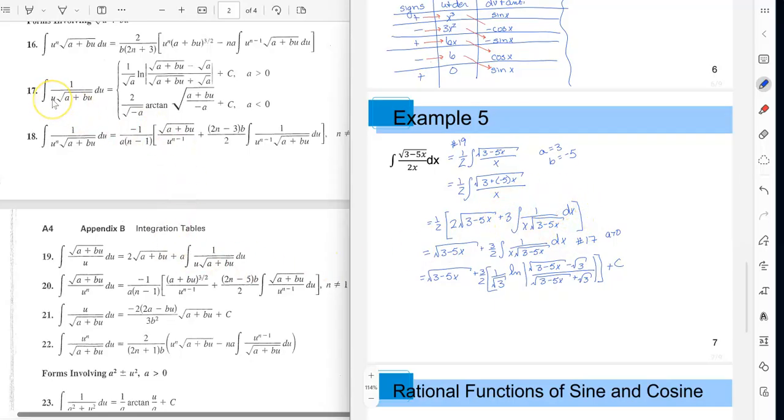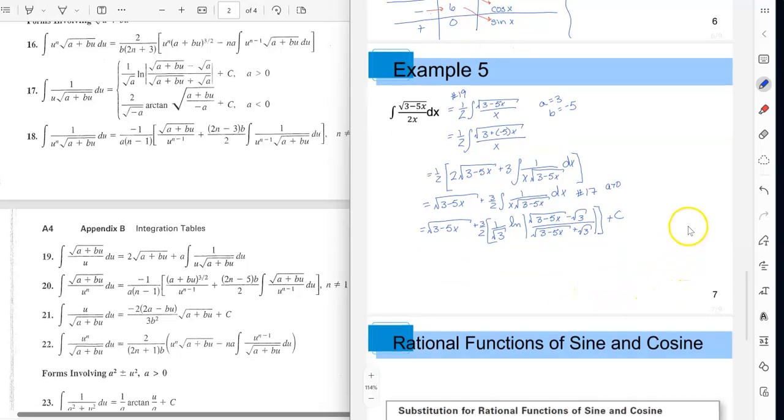Well, to me, it looks like we could use number 17, but notice in this case, our a is going to be positive because our a is actually 3. So we're going to use that top piece there. That square root of 3 minus 5x came from that previous formula, but we're going to add 3/2 of whatever this integral is going to be using number 17. So let's plug in the pieces. It's going to be 1 over square root of 3 ln of square root 3 minus 5x minus square root of 3, all over square root of 3 minus 5x plus square root of 3. So there's our antiderivative.